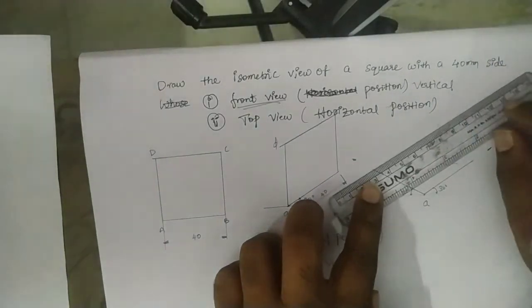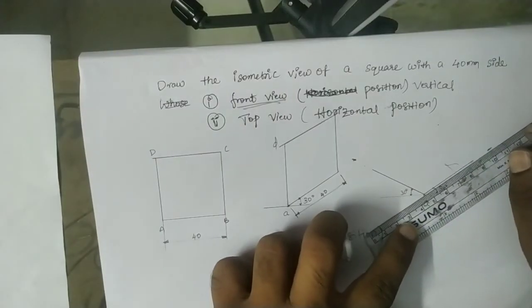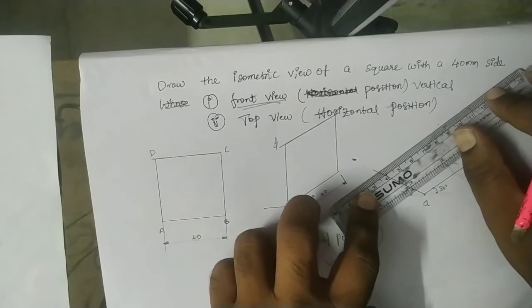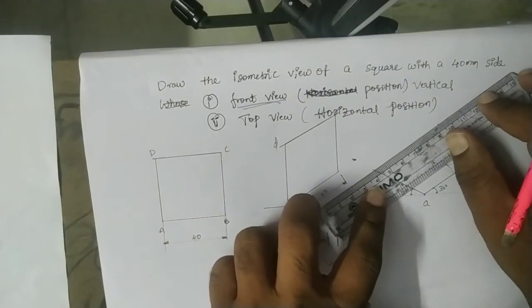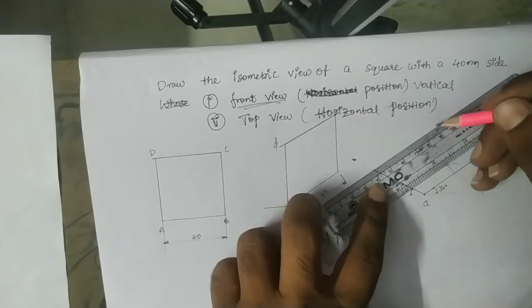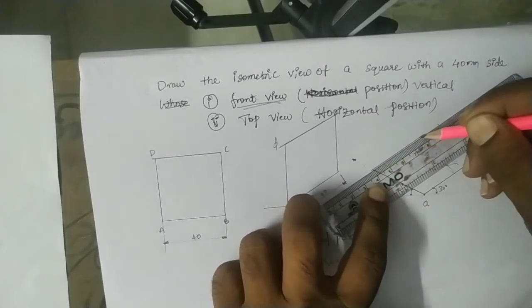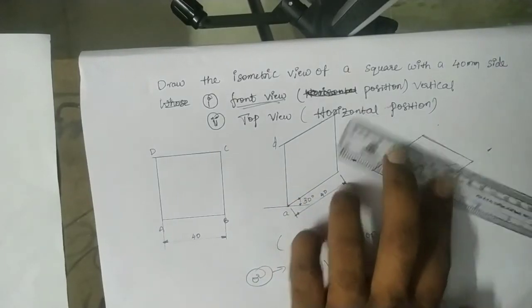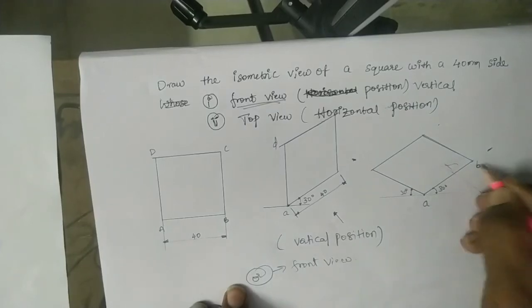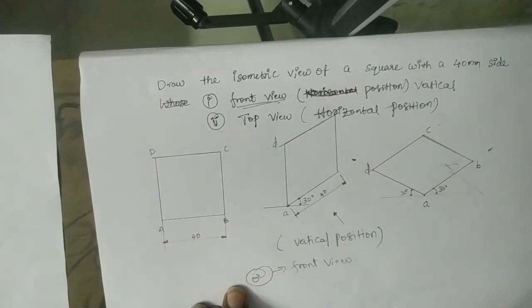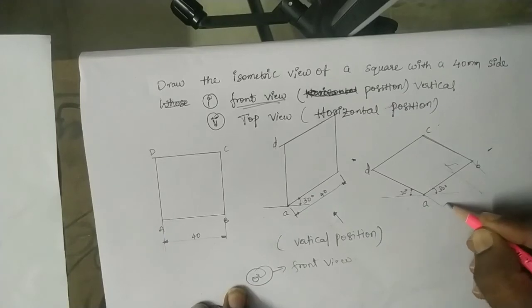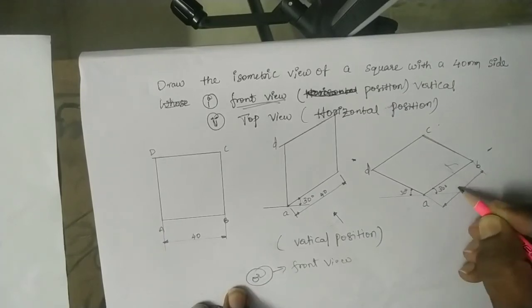Place the drafter or scale like this, move it like this and draw one horizontal line. This line is parallel to that line. After that, join from here to here. So this is point A, this is point B, this is point C, this is point D. Please remember, AB is parallel to DC, and AD is parallel to BC. The dimension of this line is 40 mm.